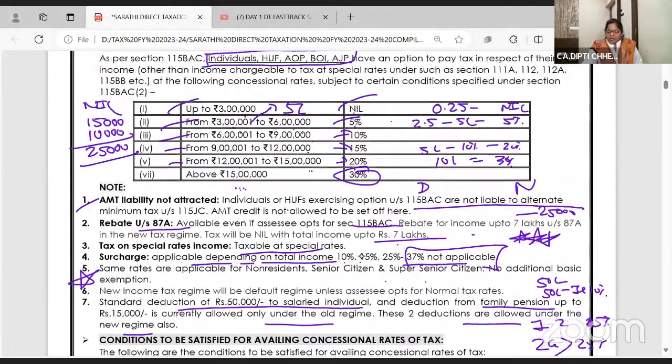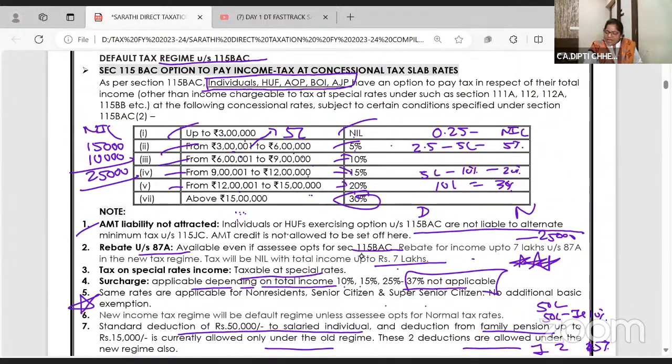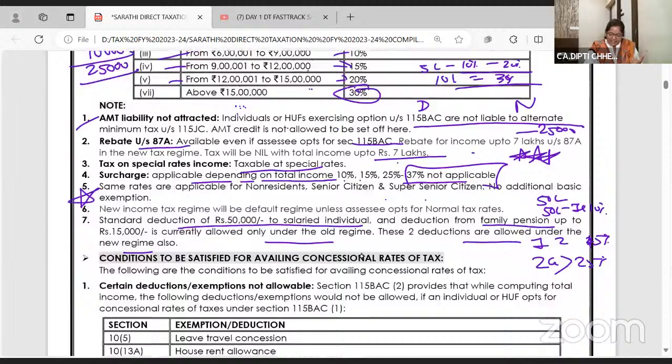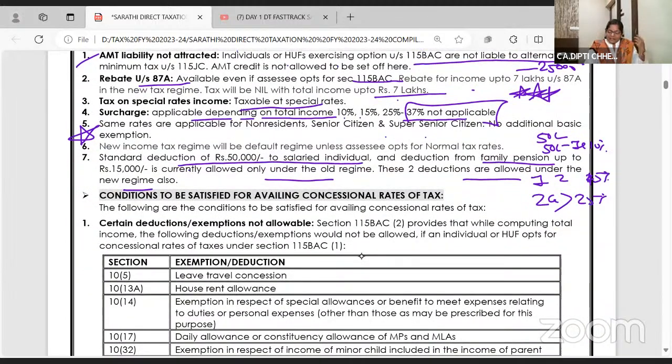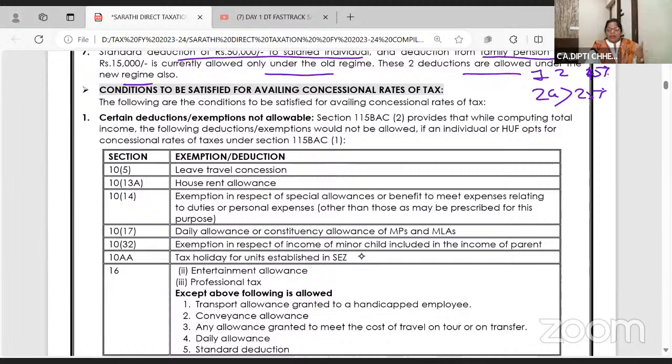Now, did you observe here just after 10 lakhs you are paying 30% tax. Here above 15 lakhs you are paying 30% tax. So you know what? That you are paying tax at quite a lower rate in the default tax regime. That's the reason you'll have to forego some of the exemptions and deductions. कुछ पाने के लिए कुछ खोना है.